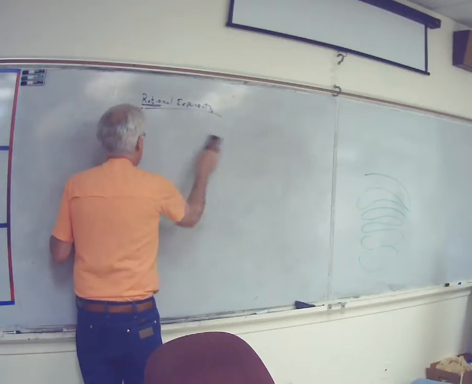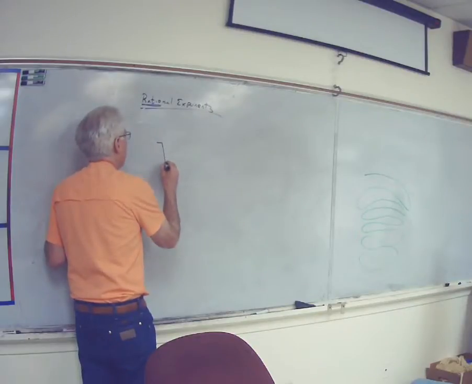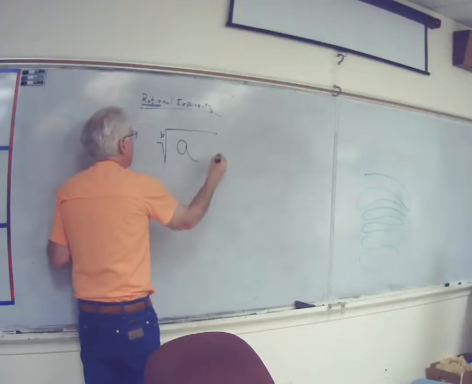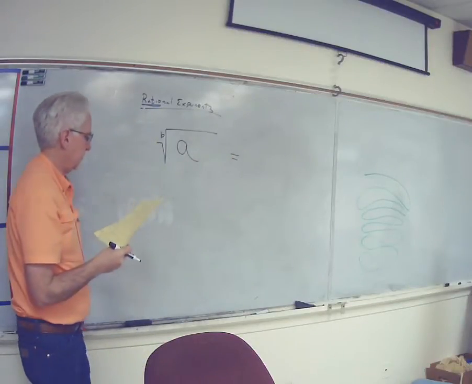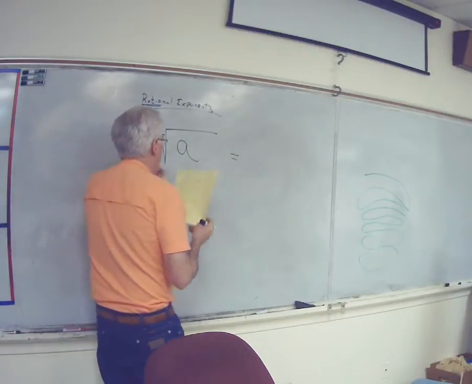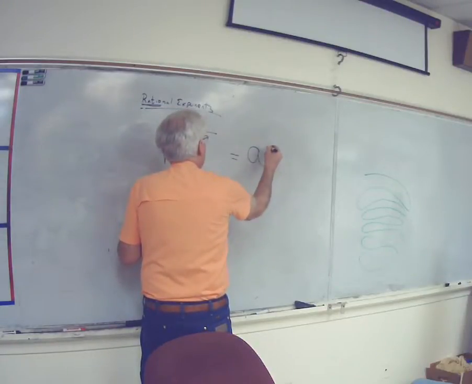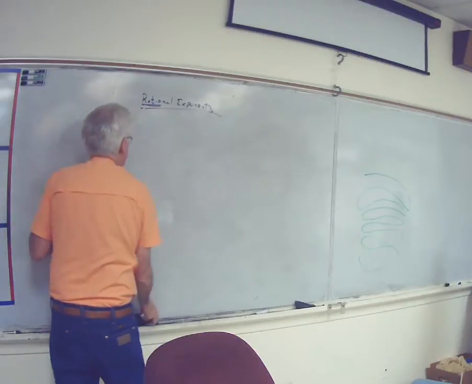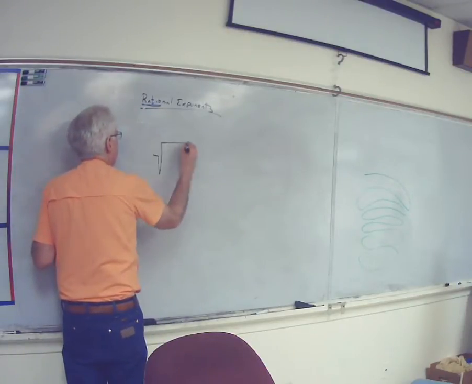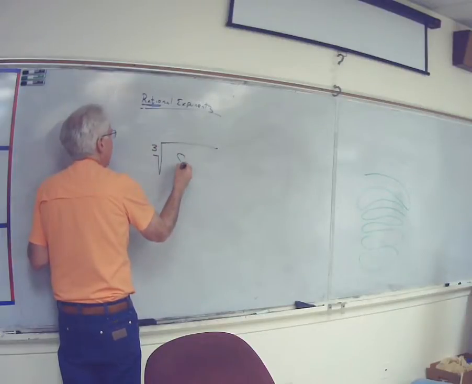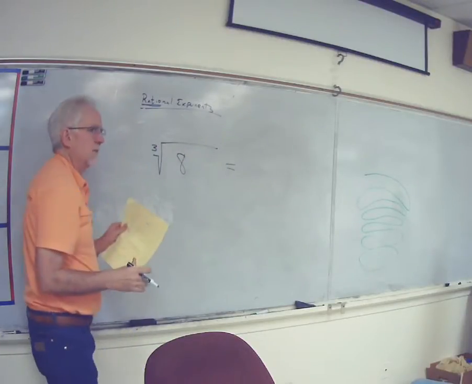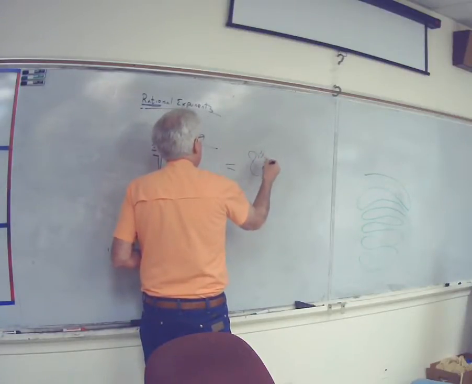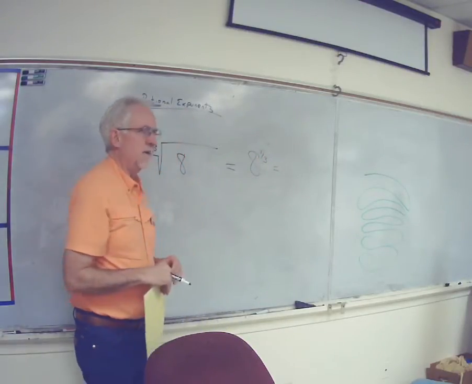So if I have an index of b, the b root of a, what is that equal to? A to the 1 over b. A raised to the 1 over b. Okay? So if I had the cube root of 8, what is that equal to? 8 to the 1/3. Okay? And 8 to the 1/3 is equal to what?